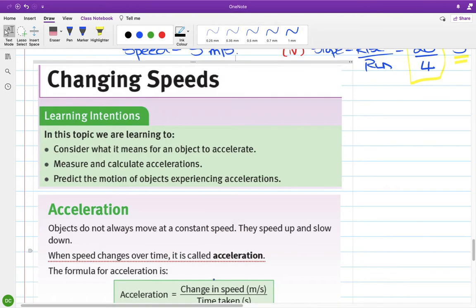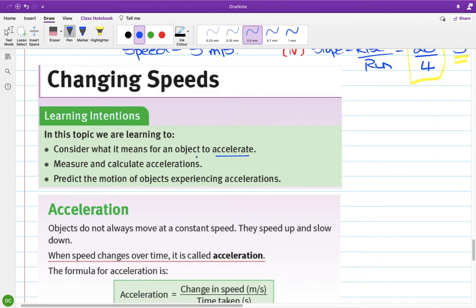Okay, so speed is a changing distance with respect to time. So as time changes, distance changes. We're now moving on to as time changes, speed changes. And that moves us into the world of acceleration.